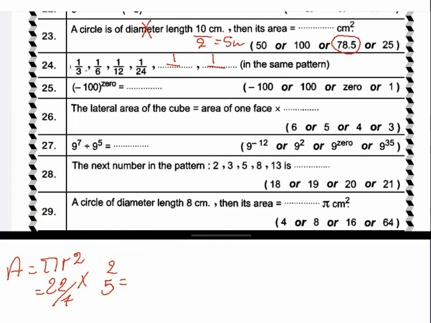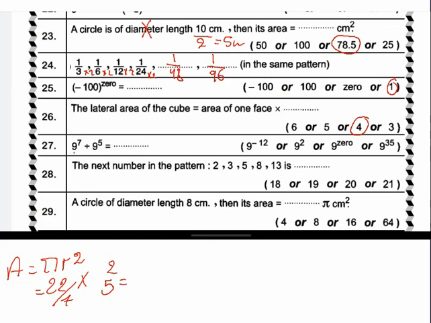Here 3 times what equals 6, times 2. 6 times 2 equals 12. 12 times 2 equals 24. So 24 times 2 the same, equals 48, and 48 times 2 it will be 96. Any number raised to the 0 power equals 1. Lateral area equals area of one face times 4.